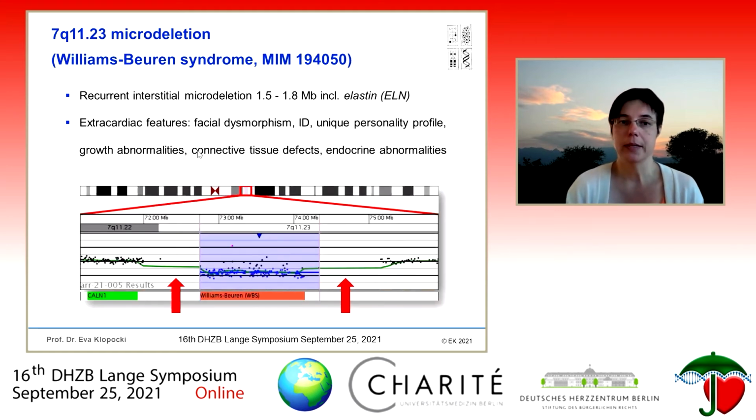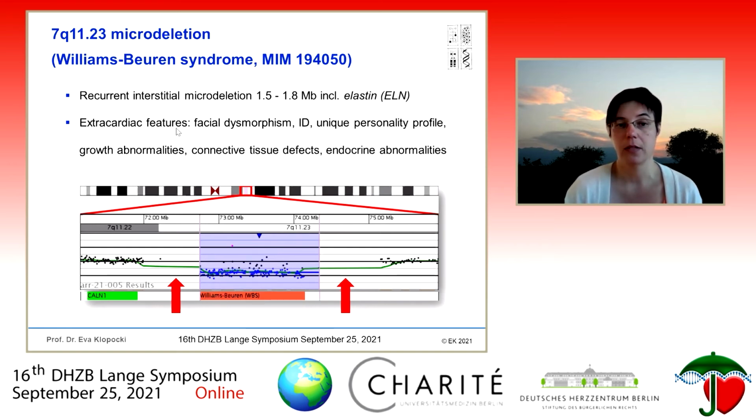Williams-Beuren syndrome is an interstitial microdeletion on chromosome 7 on the long arm, which is about 1.5 to 1.8 megabases. And the critical gene here is the elastin gene included in this microdeletion. And the elastin gene is responsible for the connective tissue defects, but also for some of the heart problems that we see in those patients.